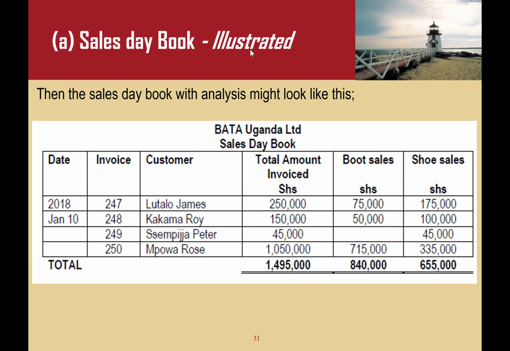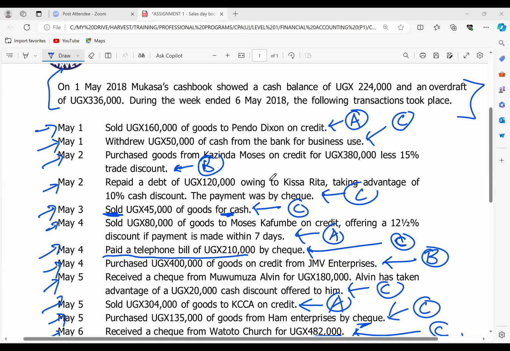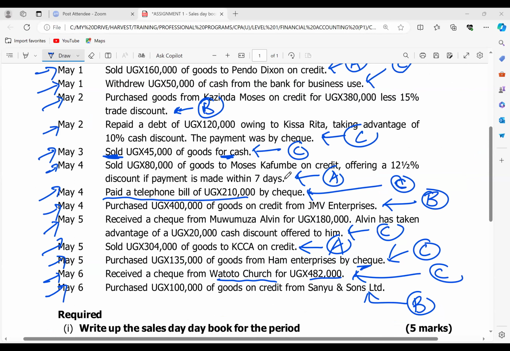Sales day book. From what we have done, this is the piece of information that we have here. So I expect in your sales day book to have the transaction on the first, the one for Pendo, as I've seen here, what Faith has done. I expect the transaction on the 4th of May, the transaction with Moses Kafumbe. I expect the third one, which is the transaction on the 5th of May with KCCA.